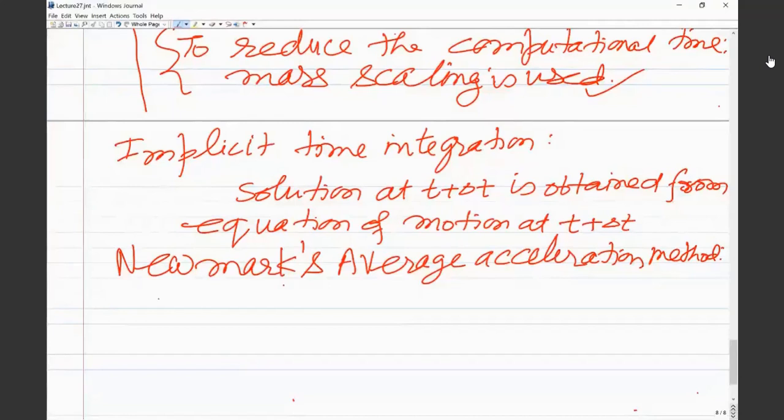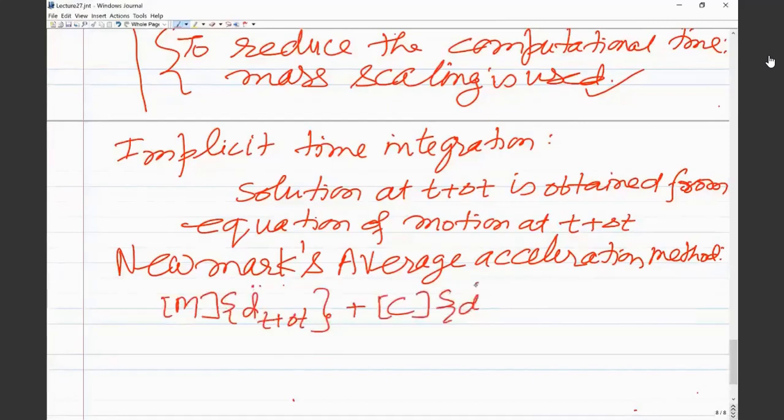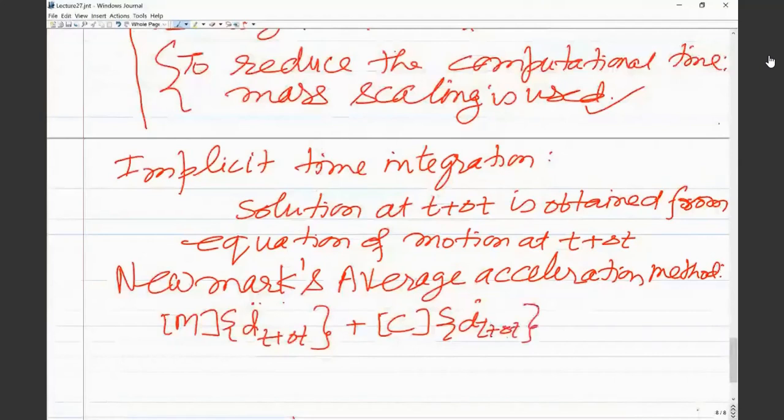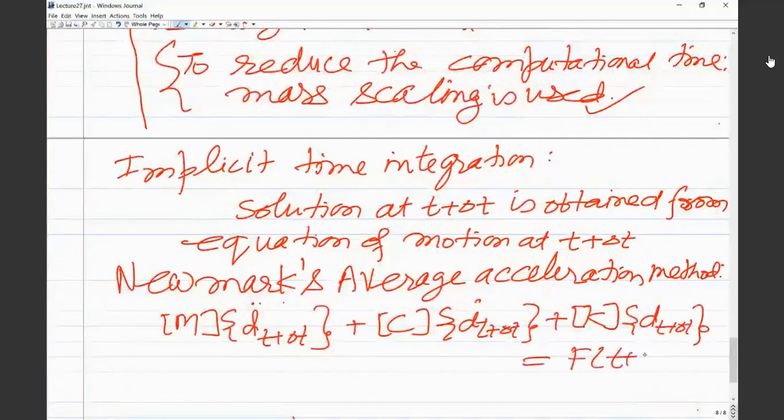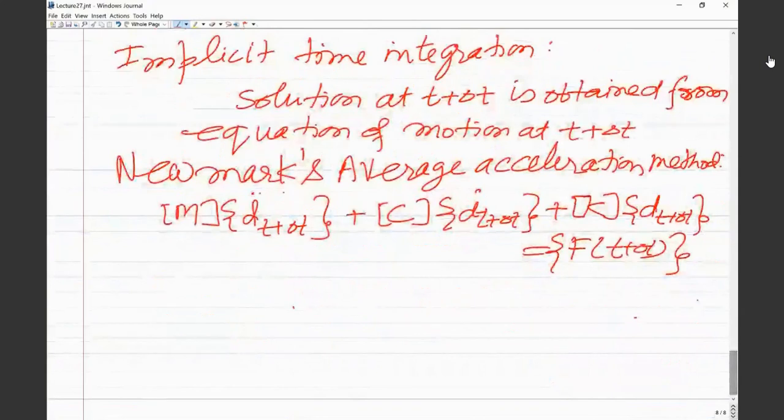In this technique, to get the solution at T plus delta T, we consider the equation of motion at T plus delta T itself. That is, we consider M into d double dot at T plus delta T plus C into d dot at T plus delta T plus K into d at T plus delta T is equal to F at T plus delta T. So we solve this equation. You remember in explicit it is written at time T.